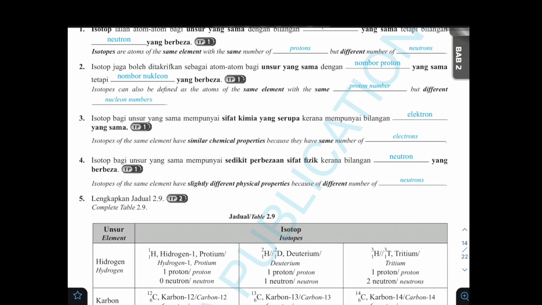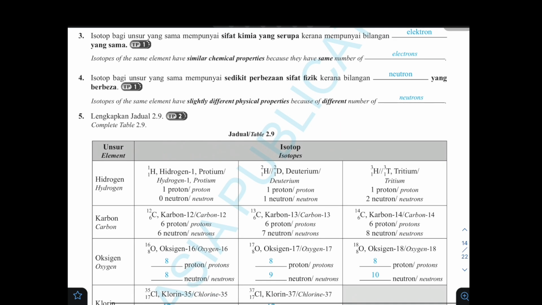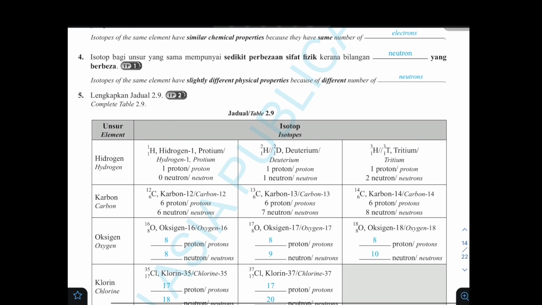Kenapa isotope of the same element ni mempunyai similar chemical properties? Why? Because they have the same valence electron. Valence electron ni sama. That's why they have a similar chemical properties. Right? Isotopes of the same element have slightly different physical properties because of different number of neutrons. Isotop ini walaupun dia mempunyai similar chemical properties, tetapi mereka ini mempunyai sedikit perbezaan sifat fizik, slightly different physical properties. Why? Because they have the different number of neutrons.